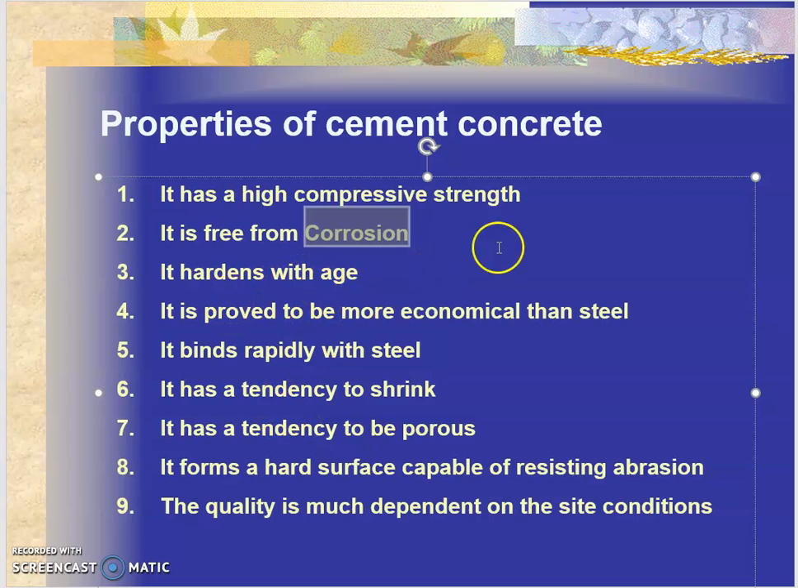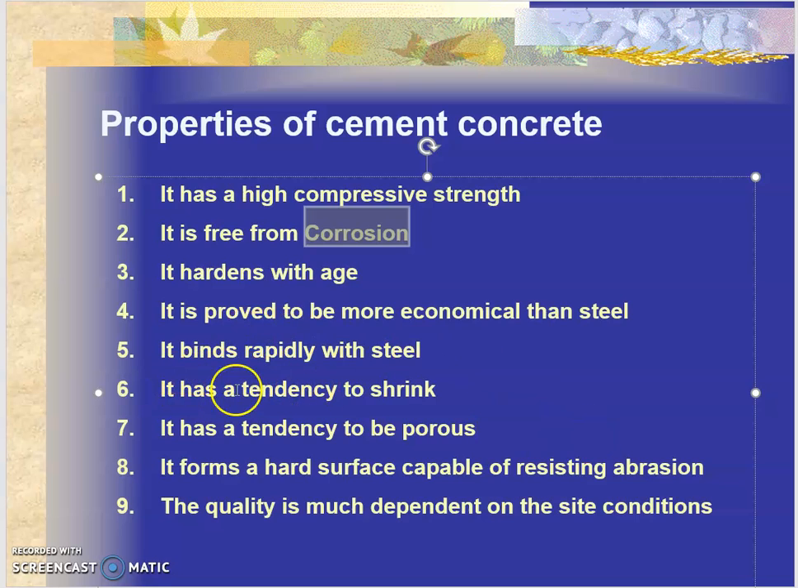Then it hardens. The catwalk which was constructed is still there. There is nothing wrong with that catwalk. It hardens with age. These are some unique properties of certain materials. As the days go by, the material becomes stronger and stronger. Another material which hardens with age, can you give me an example? Laterite hardens with age. Soil becomes stronger with age. It has proved to be more economical than steel.